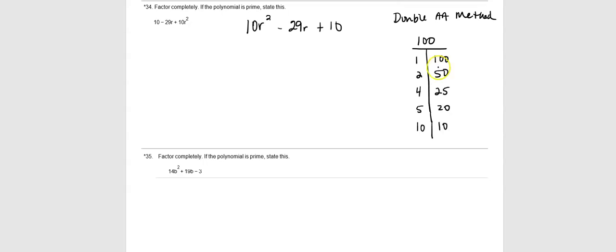And all the factorizations of 100. We are looking for what will add to give us -29. And the only way to have a positive 100 and a negative middle coefficient B here is for both factors to be negative. And so the only factorization that will add to give us a -29, of course, is a -4 and a -25. So we can begin the double A setup.